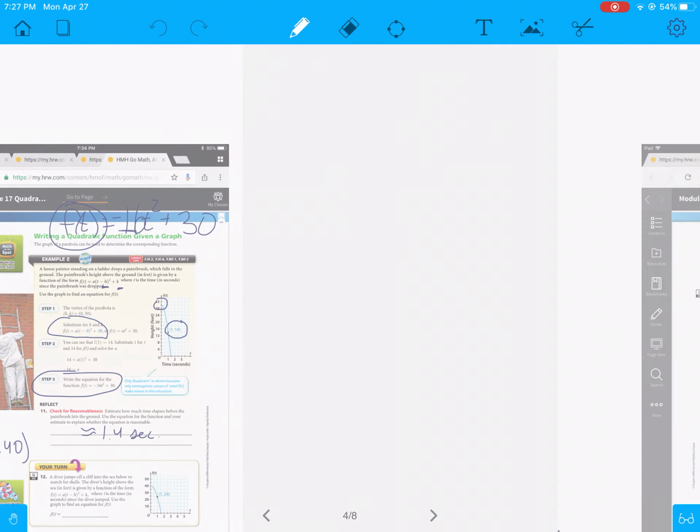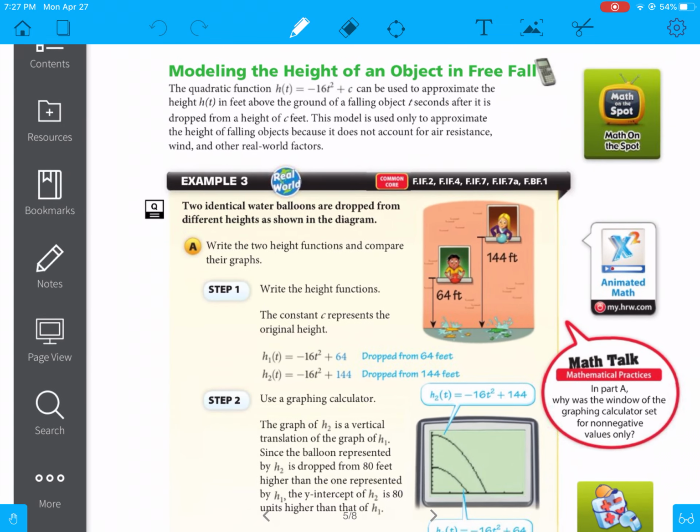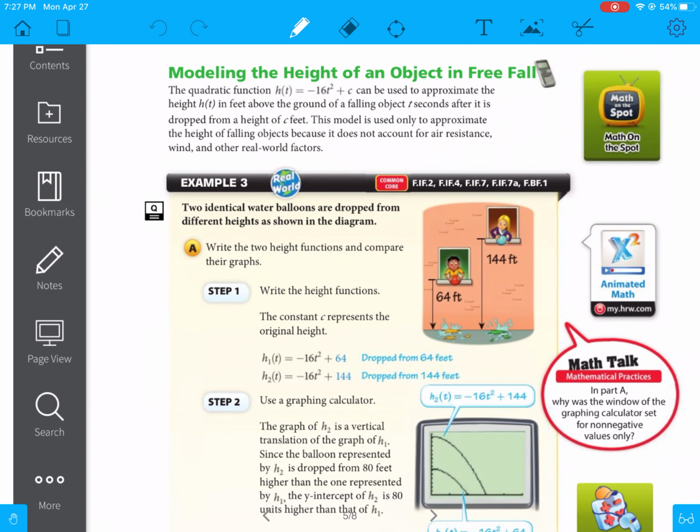So there's only one more thing that we have to do, and it's just modeling the height of an object in free fall. And we're going to use our graphing calculator for that, or Desmos. So it's got the little calculator symbol up there. So the quadratic function h of t equals negative 16t squared plus c can be used to approximate the height. So if you look at example 3, all you have to do is plug these into your graphing calculator or Desmos.